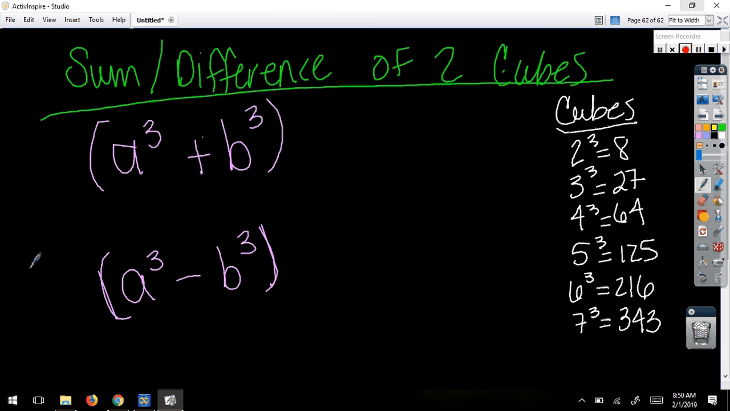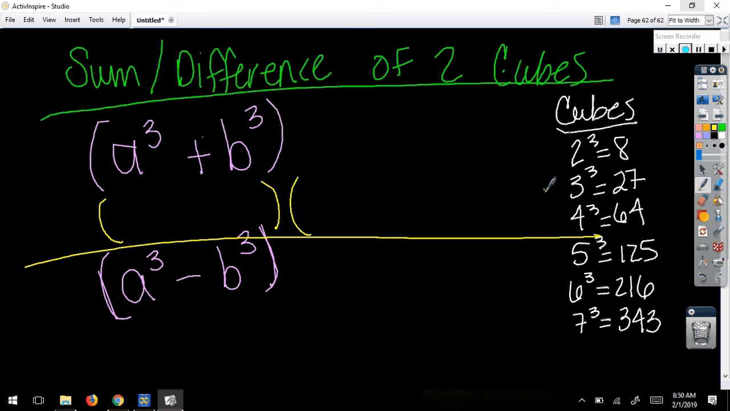Wait, is this the pattern right here? That's the pattern? That's what you start with. I'm showing you how it factors. You know how you start with a squared minus b squared, and you'd have a minus b, a plus b, difference of two squares.